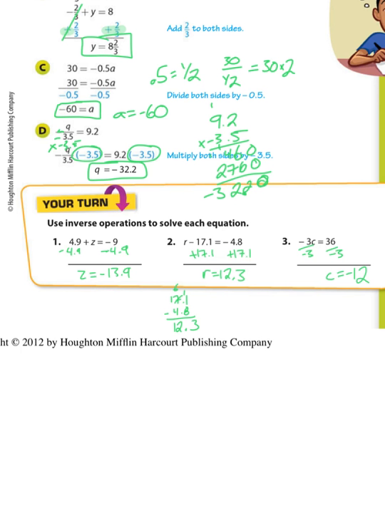When we add 17.1 to this side, we have negative 4.8 plus 17.1. That's a lot easier to think of as 17.1 minus 4.8. So notice I solved that subtraction problem there. R equals 12.3. And number 3, we divide by a negative, so the answer is also negative. We get C equals negative 12.